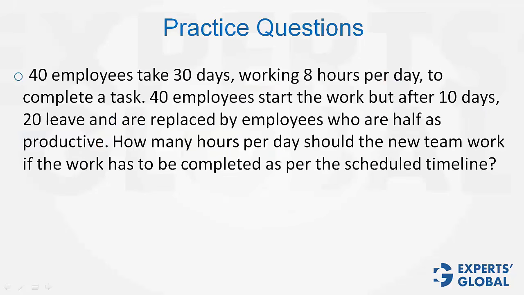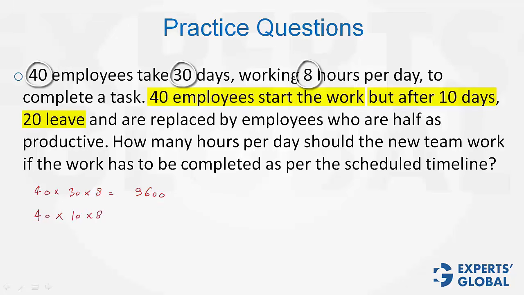Look at this one now. 40 employees take 30 days, working 8 hours per day. So the total work is 40 times 30 times 8. Turns out to be 9,600 man-hours. 40 employees start the work, but after 10 days, 20 leave. So for the first 10 days, it's business as usual. 40 times 10 days times 8 hours per day. So this much work has been done. Therefore, 6,400 man-hours of work remains.